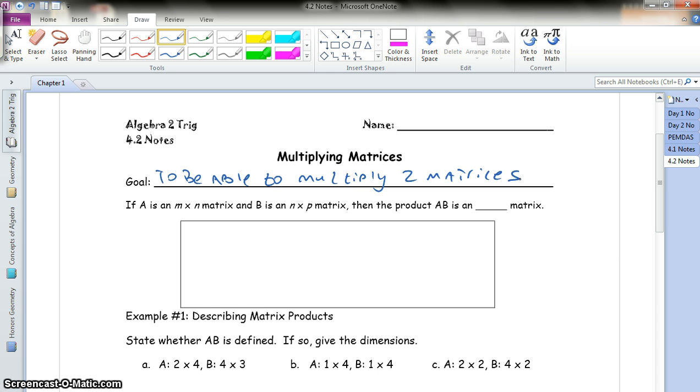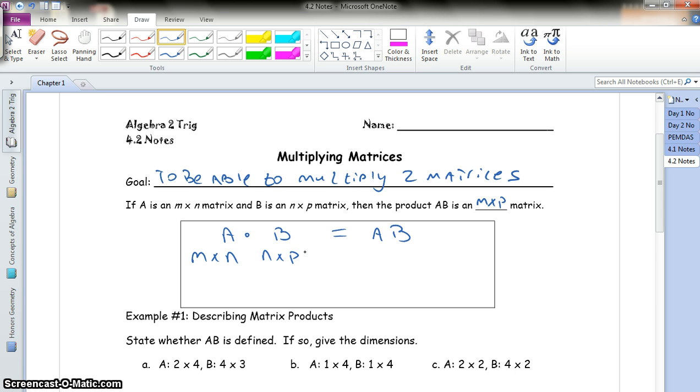Now, if a matrix is m by n and another matrix is n by p, then the product of those two matrices will be m by p. What I mean by that is I'm referring to the dimensions. So let's say we have matrix A times matrix B, and it's going to equal the product of the two. Matrix A we said is an m by n matrix, and matrix B was an n by p.